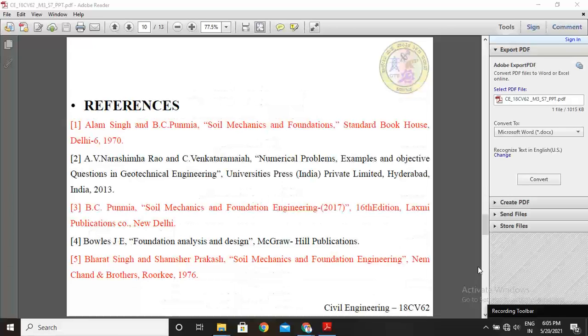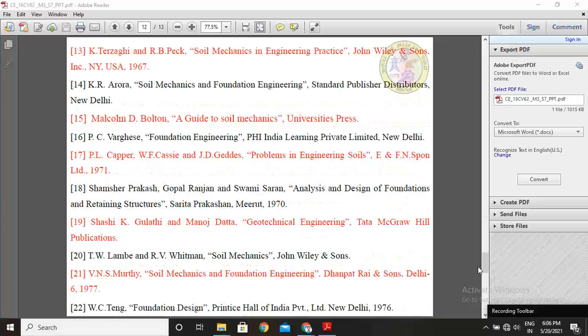Then these are the references to cover session 7 of module 3, that is lateral earth pressures, to cover in detail.